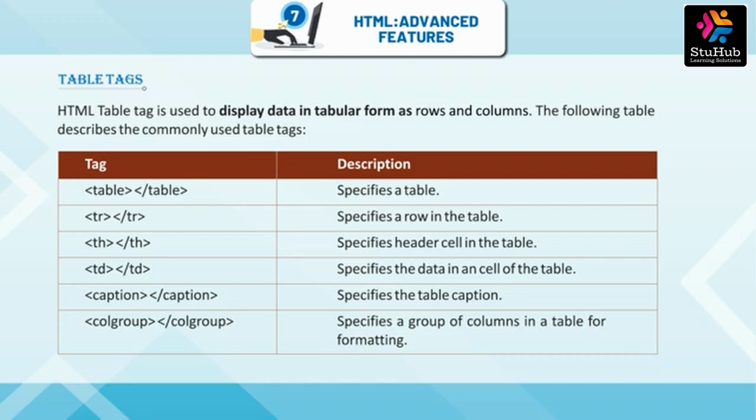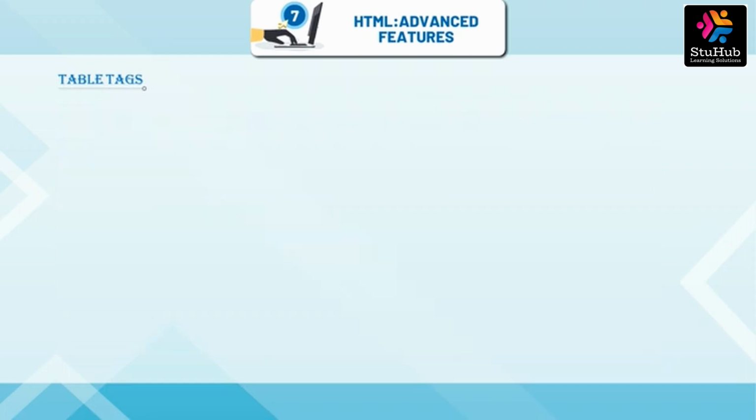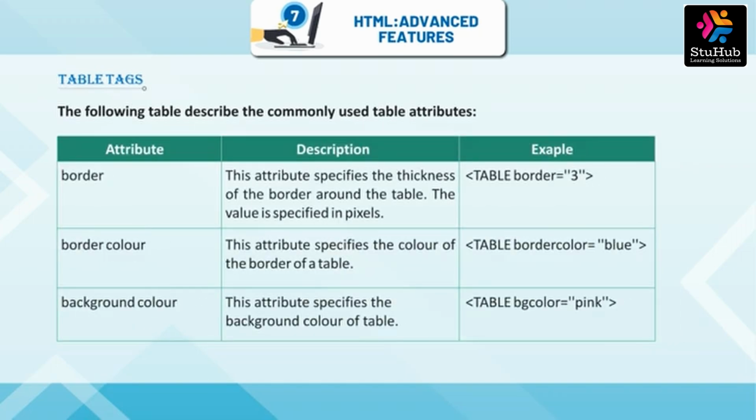Open TD tag, close TD tag, specifies the data in a cell of the table. Open caption tag, close caption tag, specifies the table caption. Open colgroup tag, close colgroup tag, specifies a group of columns in a table for formatting. The following table describes the commonly used table attributes. Attribute, description, example.